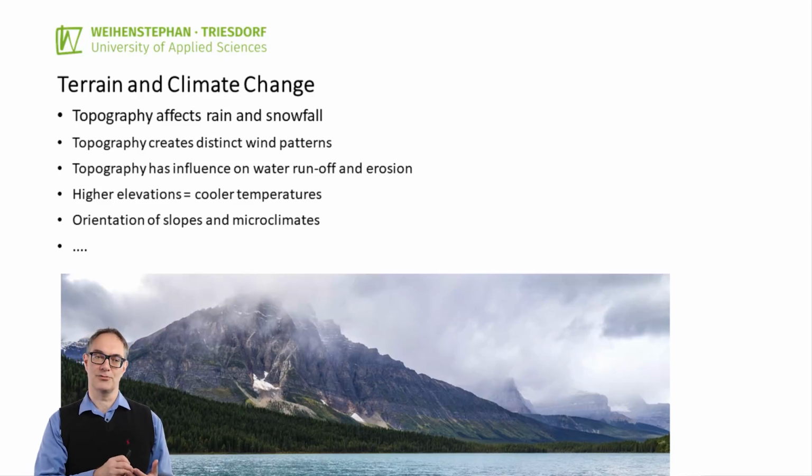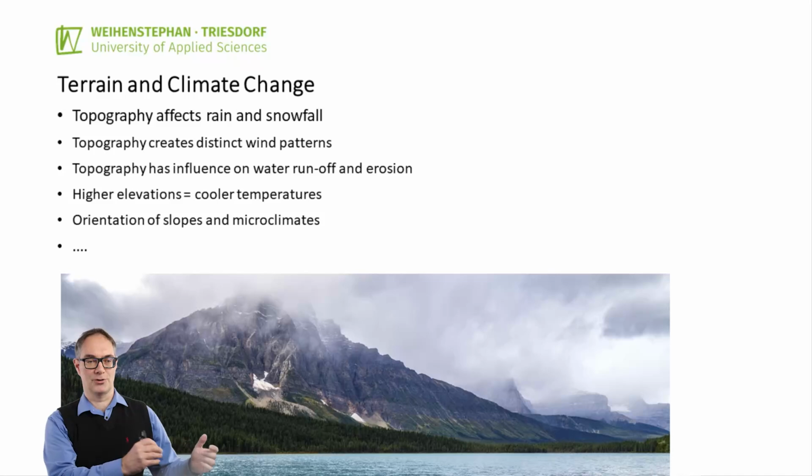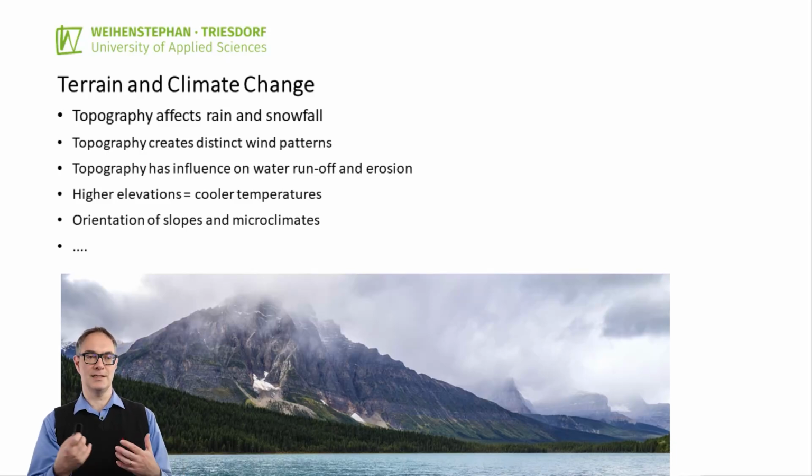Also, the orientation of slopes, is it south facing or north facing, has an important impact on microclimates and on the vegetation on these slopes. So, in summary, microclimate, but also climate change and terrain are closely linked and interacting with each other. You can see that, for example, at the tree line in the mountains. We can already observe that with climate change, trees are growing in higher and higher elevations.